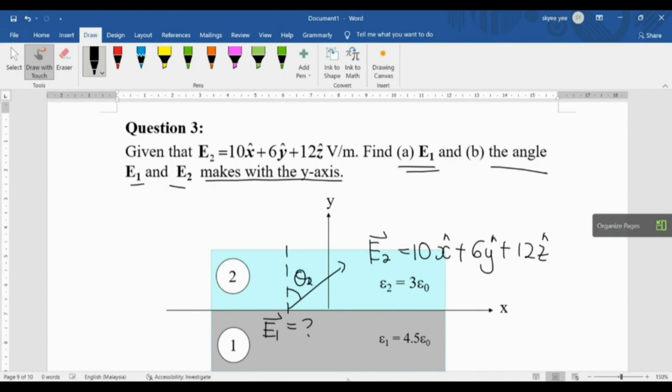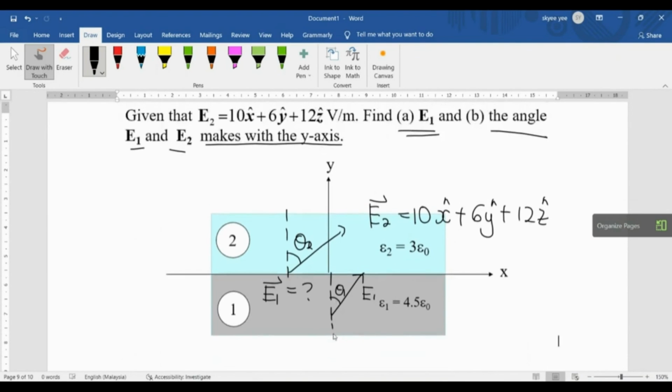Sorry, this is E2, and this is your E1, met with the y-axis. It will be this angle, E1 met with the y-axis. So I want you to try now and ask me questions, and submit this one to the individual activities in our online classroom.